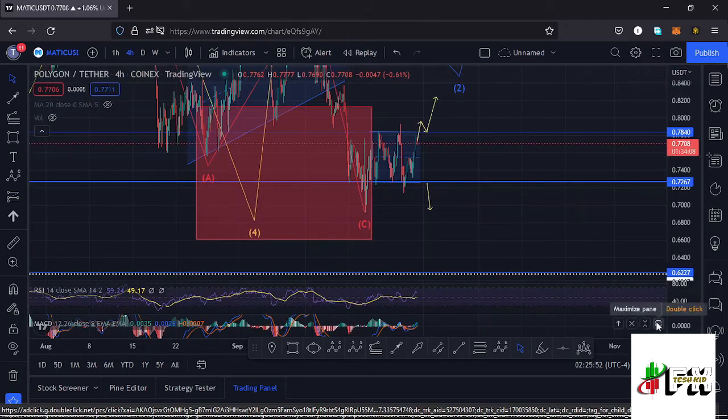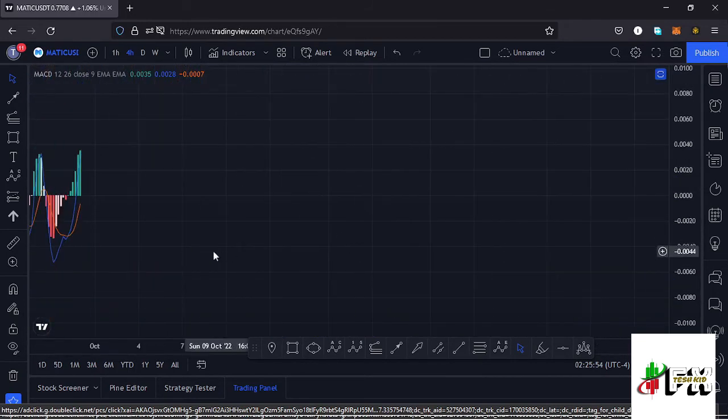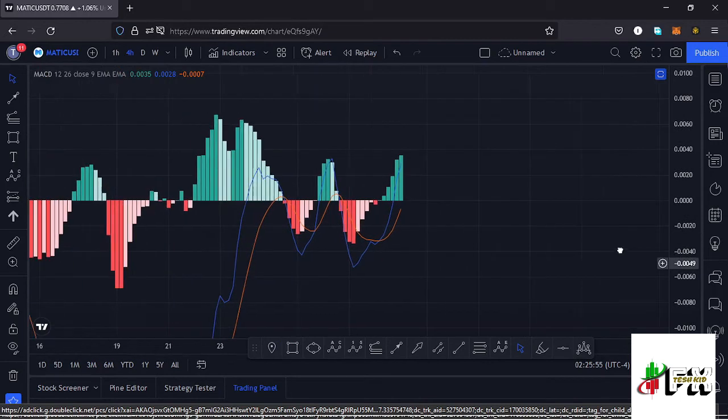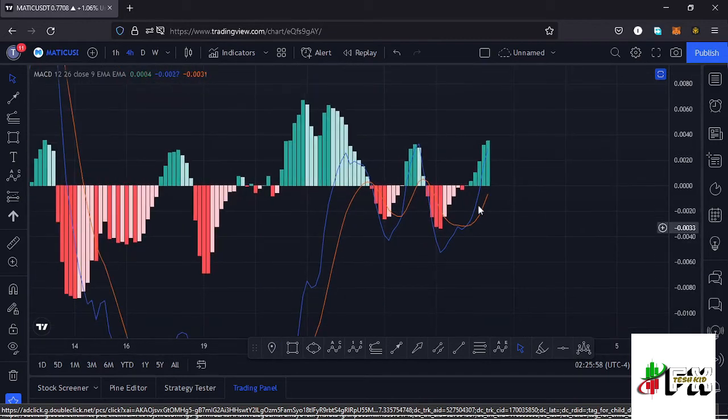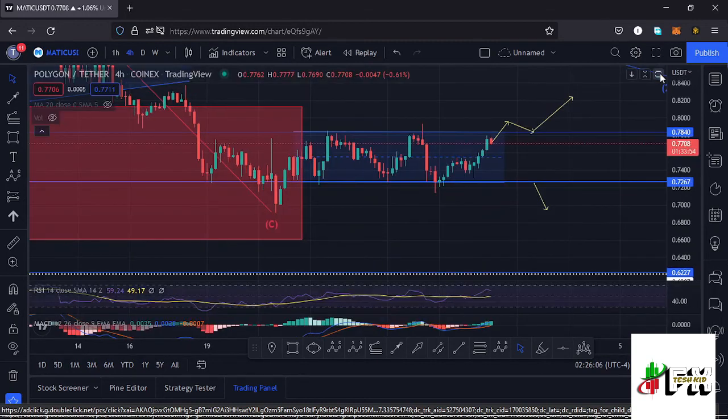Also, taking a look at the MACD, here on the MACD we have printed a bullish cross, and that would mean higher prices could be coming our way, so we might be able to hit the upper part of the channel, maybe get rejected. So let's be patient and see how that plays out, and I'll keep you updated.